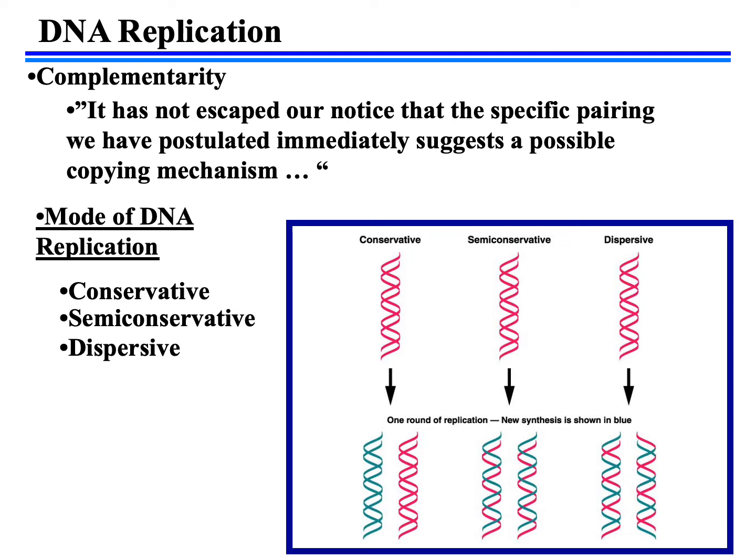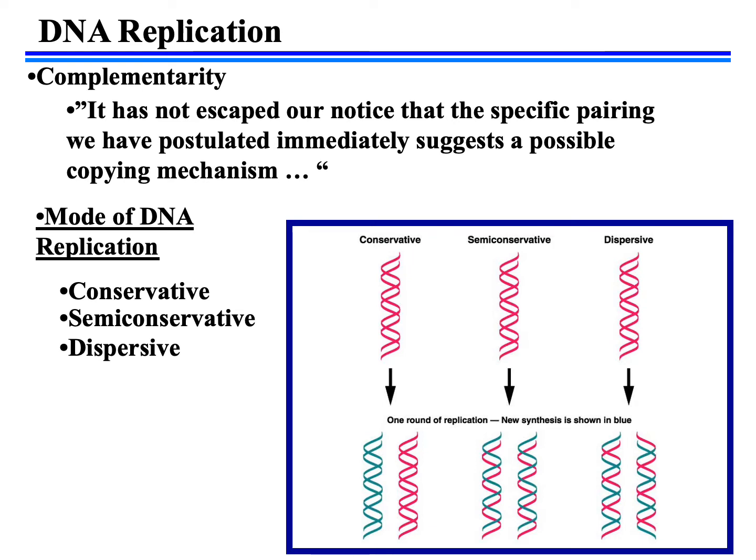If you look at the slide with the figure, the conservative model shows the original DNA strand in pink, and after one round of replication, you have two double-stranded DNA molecules, but the pink, representing the old or original DNA strands, are still together, and the blue, representing the newly synthesized DNA, is also together. So in the conservative model, this is what's being proposed.